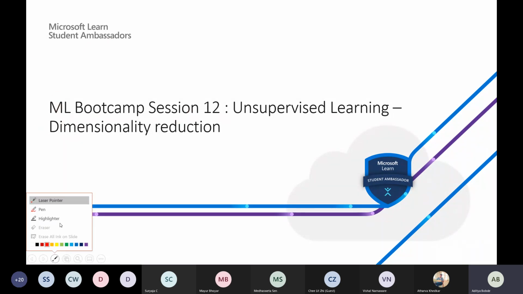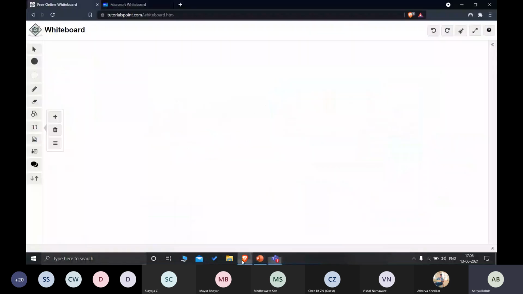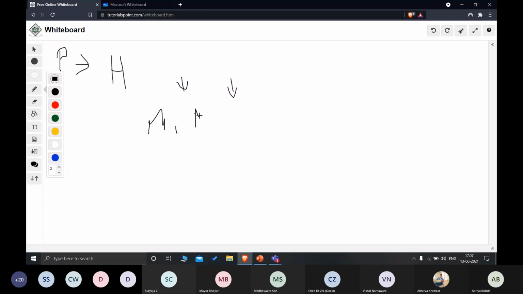So what happens in the case of ML? When you try to explore features, okay, is my screen visible? The whiteboard, is it visible to you all? Okay, great. So suppose I want to predict the price of a house. I will be giving you the features. Suppose I have features M1, M2, M3, M4, and M5. So I have 5 features and I want to predict the price of the house at the end.